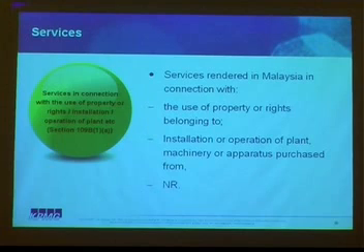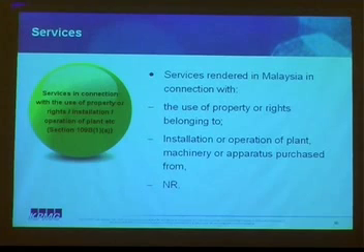Services in connection with the use of property or rights, installation, operation of plant, etc., under Section 109B, sub 1, sub A. This also applies to services rendered in Malaysia in connection with the use of property or rights belonging to a non-resident, or installation or operation of plant, machinery or apparatus purchased from a non-resident. There is a derivation section that goes with this under Section 15B. The payment is deemed derived from Malaysia if it's paid by a resident of Malaysia.